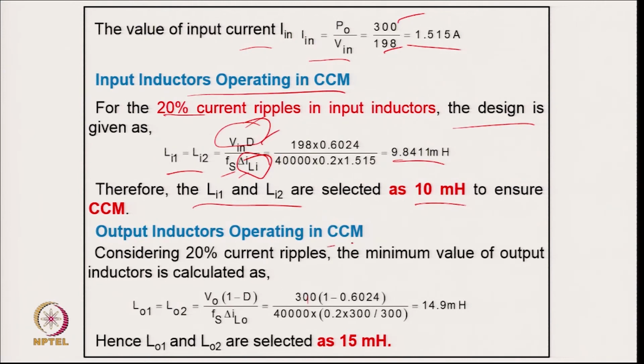Now, coming to the output inductor operating in continuous conduction mode, again we selected 20% current ripple, and the minimum output inductance is calculated from this relation of output voltage for a given current ripple. Putting the values here of the output voltage, switching frequency, ripple current of 20% and duty cycle, we get 14.9 millihenry, and we select a little higher than that. So, we select 15 millihenry.